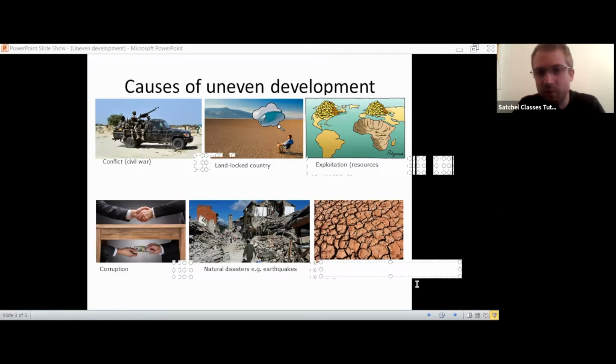And the final one, we can see that dry ground, really tough conditions, maybe a lack of water. So we can put down perhaps a difficult climate, difficult climatic conditions.